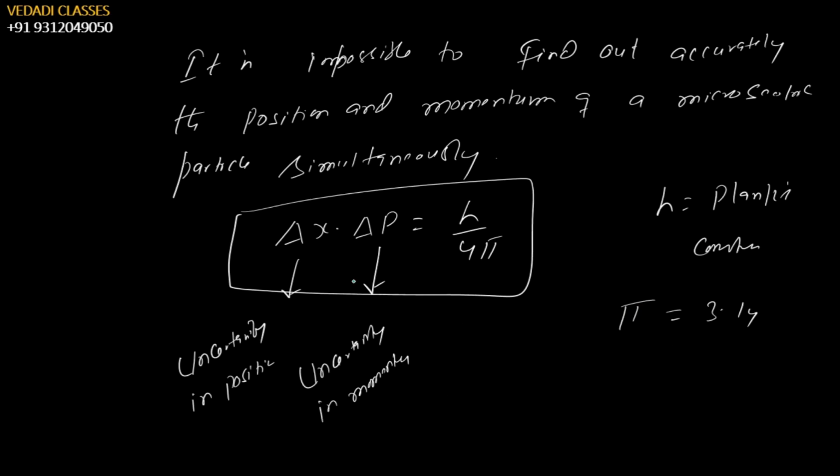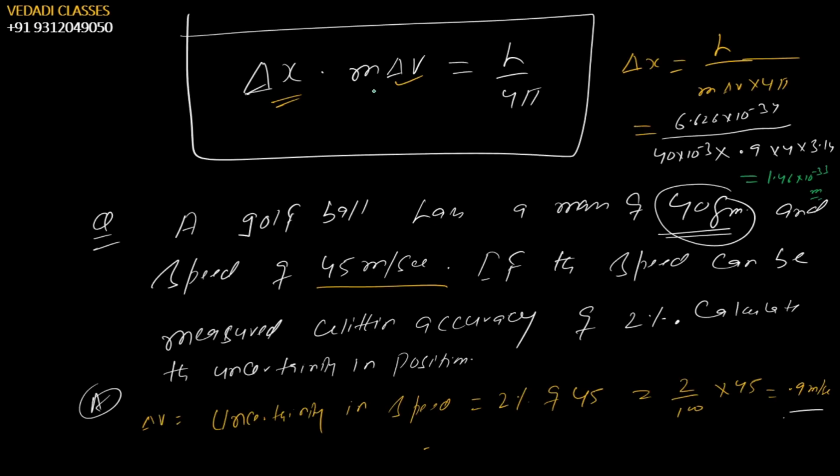The Heisenberg uncertainty principle is given by delta x times delta p is greater than or equal to h upon 4 pi. This is the uncertainty in position, and this is the uncertainty in momentum. Since mass does not change, there is only a change in velocity. So you can also write delta x into m delta v is equal to h upon 4 pi. And we have also solved some questions based on this Heisenberg uncertainty principle.